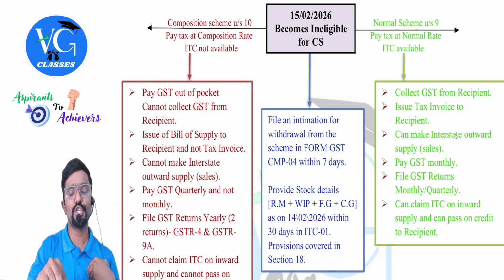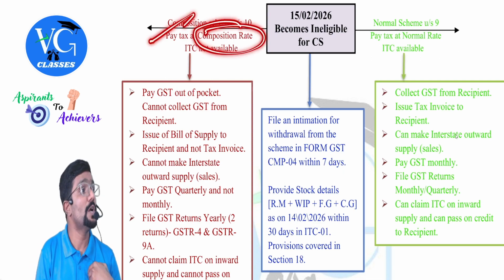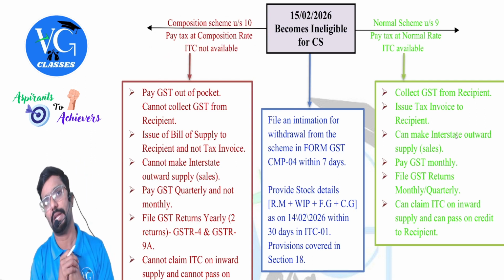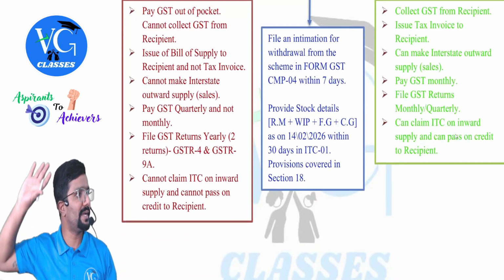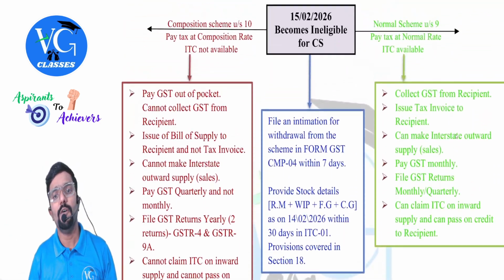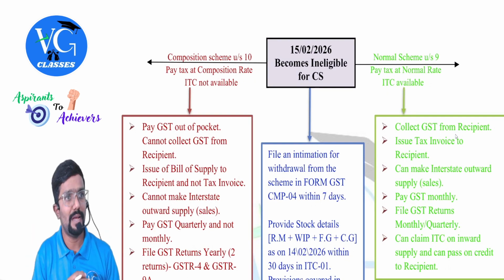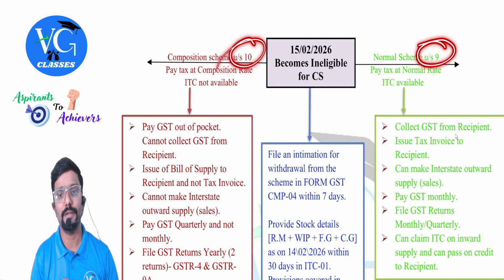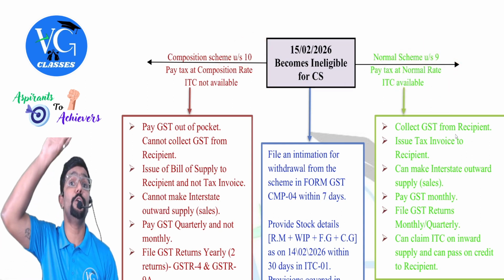Before 15th February, what was my scenario? I was following composition scheme under section 10. I was paying tax on my outward supply at what rate? Composition rate. Can I claim the credit on my inward supply? No, I cannot claim. I had already discussed this story. Correct? Yes, sir. Now, from 15th February, I am taking a new birth. Under which section? 9. So I am moving from 10 to 9. I should pay tax as per what rate? Normal rate.